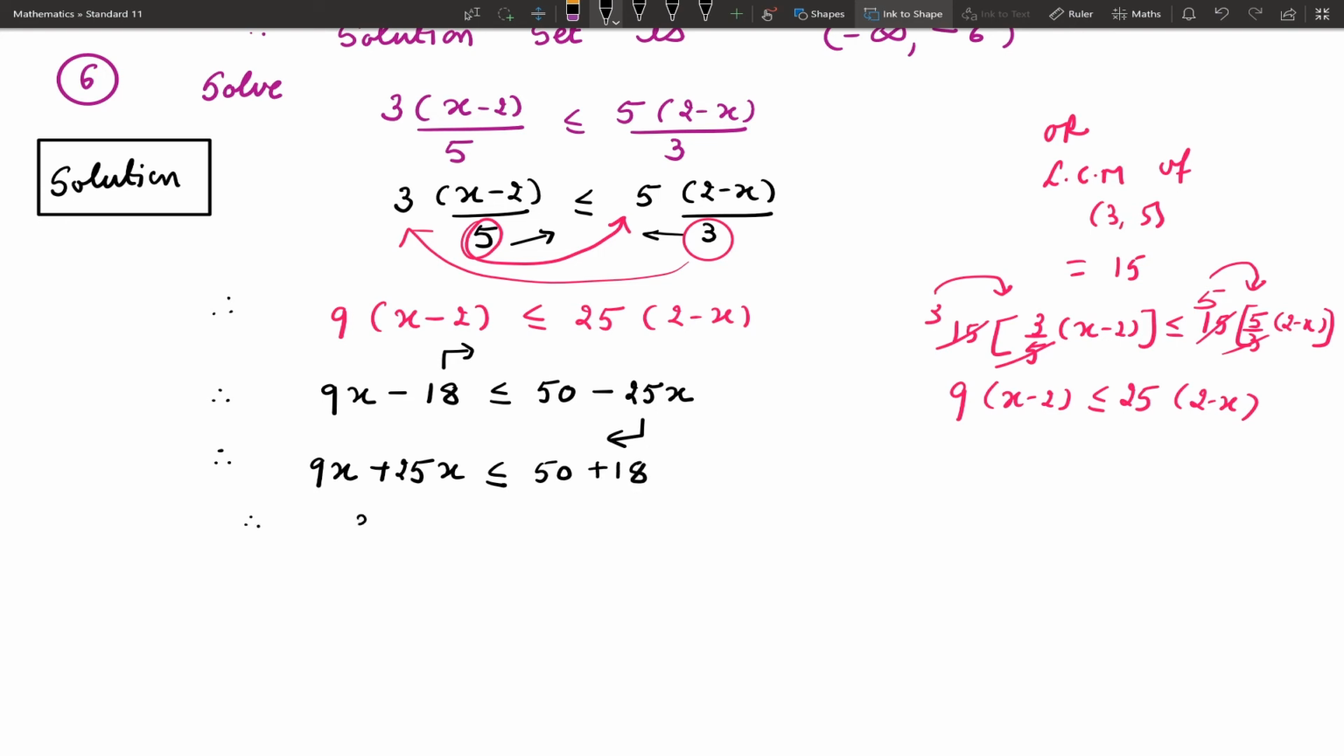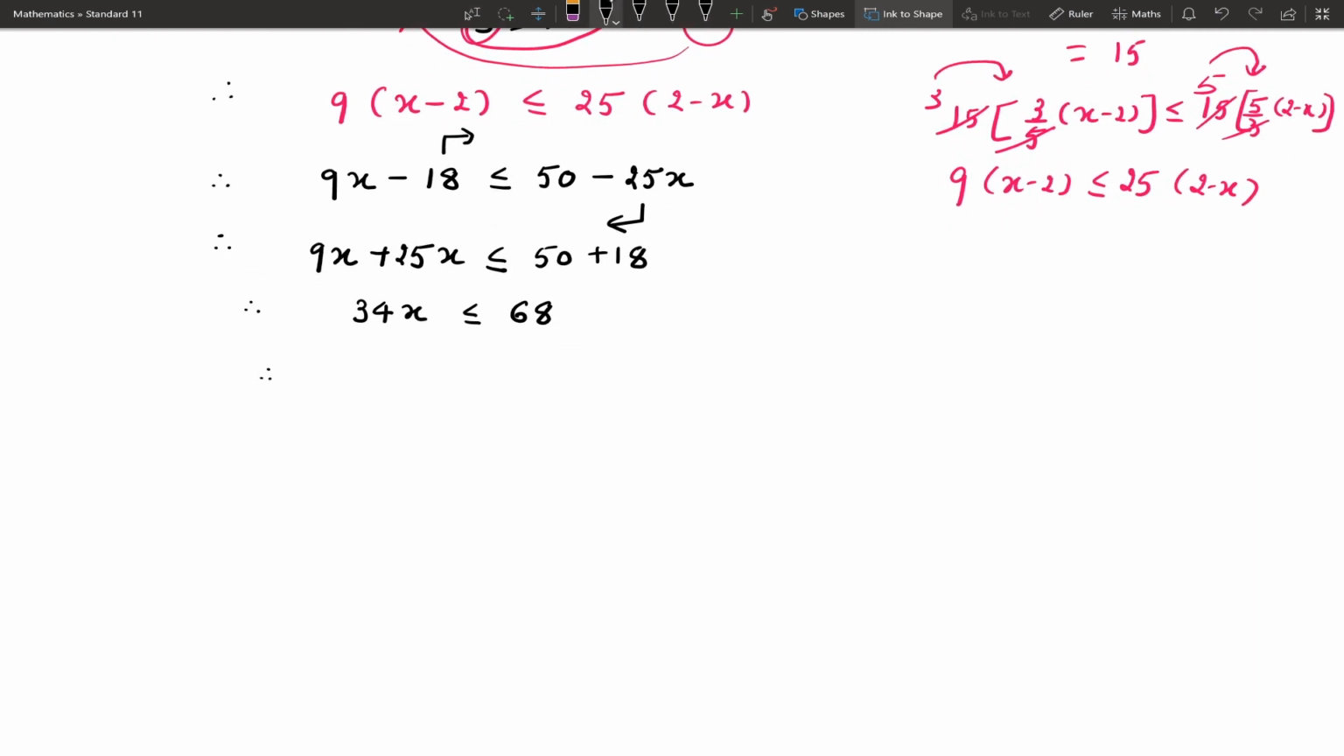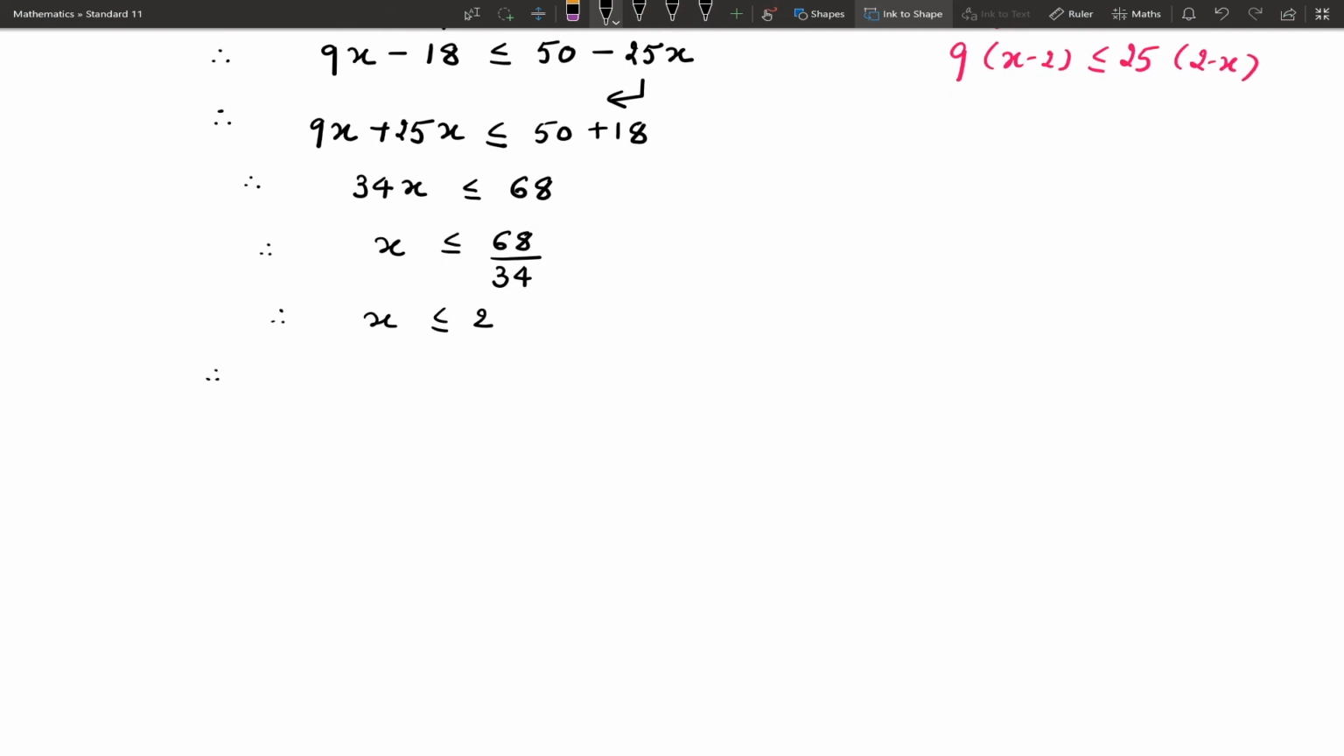again we simplify, 34x, 9x plus 25x, so 34x less than or equal to 68, 50 plus 18, divide by 34 which is positive, so the inequality will remain unchanged, x less than or equal to 68 by 34, and therefore x less than or equal to 2, and therefore the solution set is open interval minus infinity to, since it is a slack inequality, close interval 2.